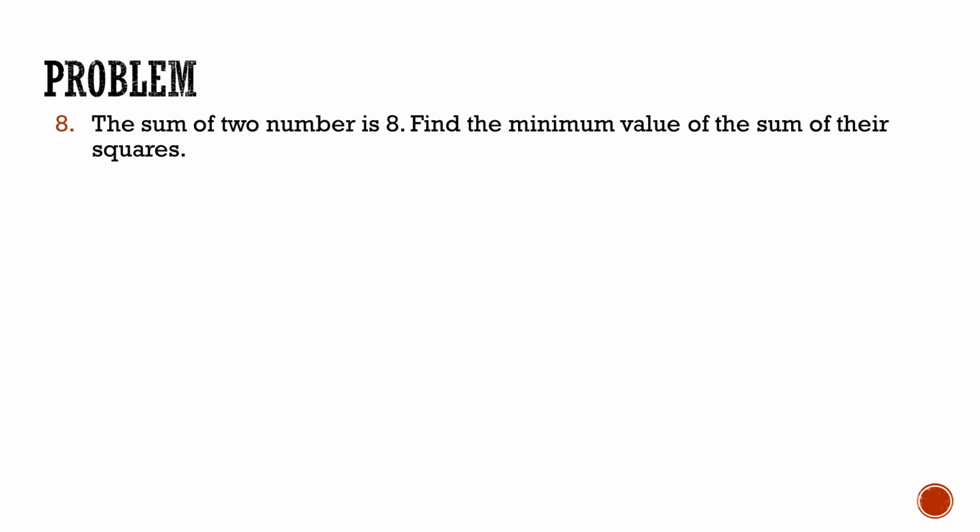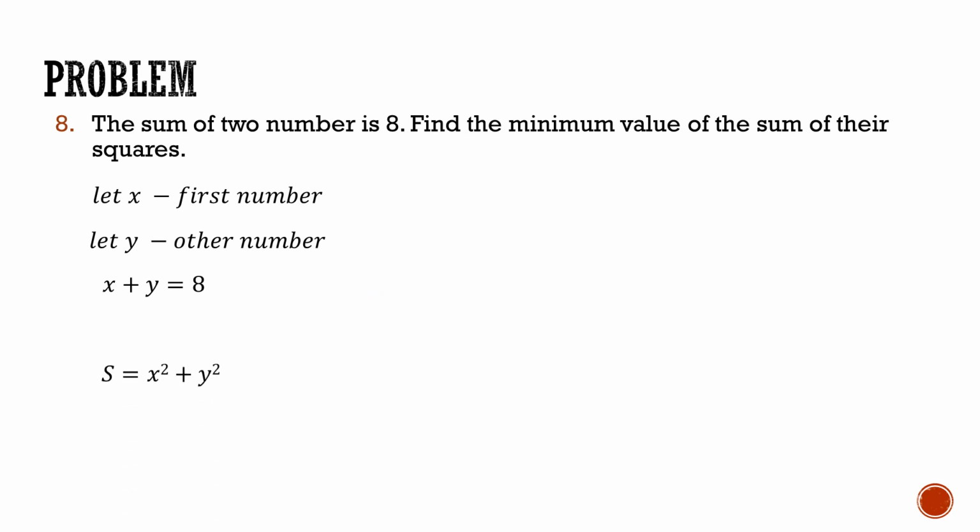Number 8. The sum of two numbers is 8. Find the minimum value of the sum of their squares. So, ito, gagamitin natin yung talent natin na mag-interpret. Of course, first, we need to delegate variables. Let x the first number at yung y yung other number so that yung sum nila is 8. Diba? X plus y is equal to 8. So, that is the first condition.